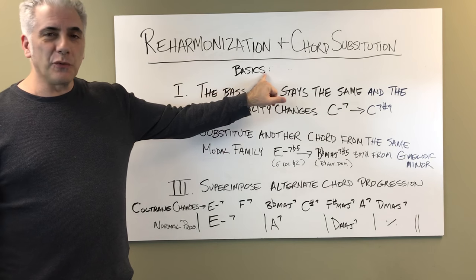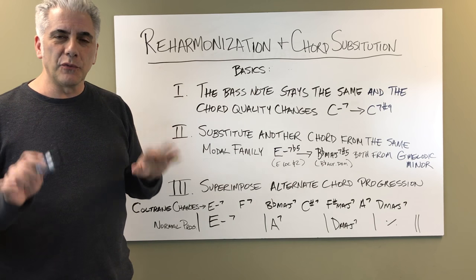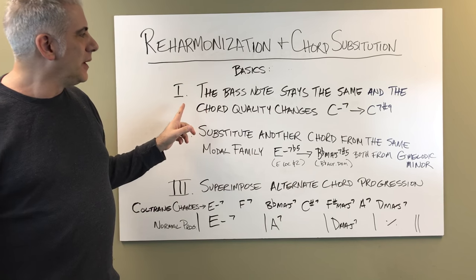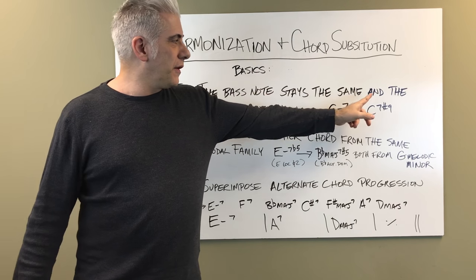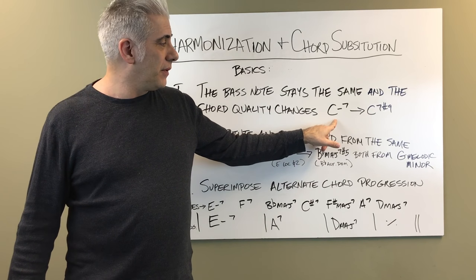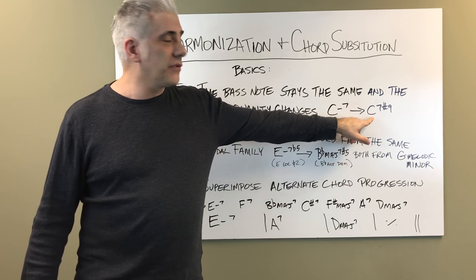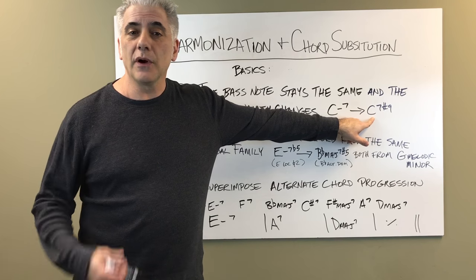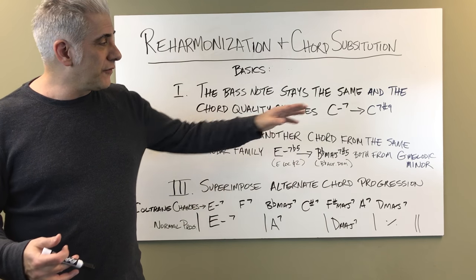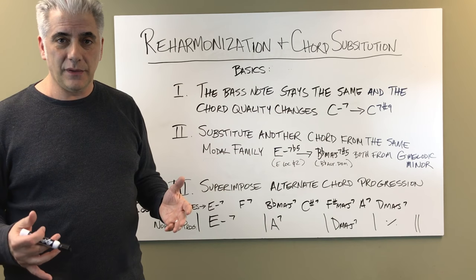Okay, so here's some basic rules for you. I've got three simple rules. We'll get into this in more detail in later episodes, but the first is the bass note of a chord stays the same, but the chord quality changes. For example, a C minor 7 chord becomes a C7 sharp 9, or a C7 chord essentially. Okay, so you're just changing the quality. You're going from a minor 7 to a dominant 7, okay?